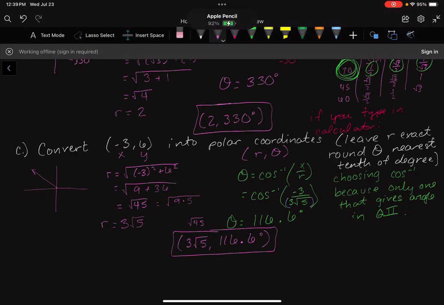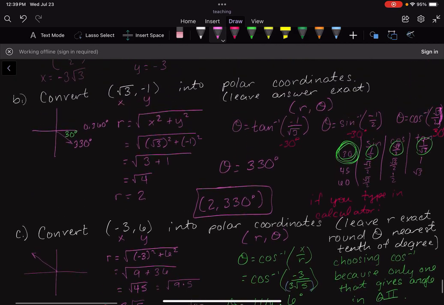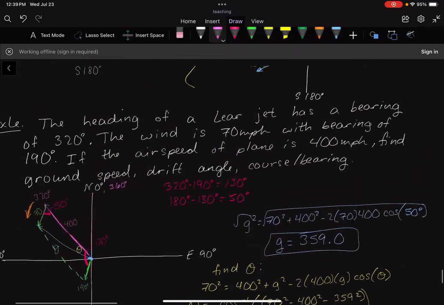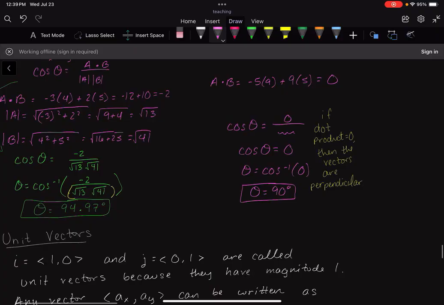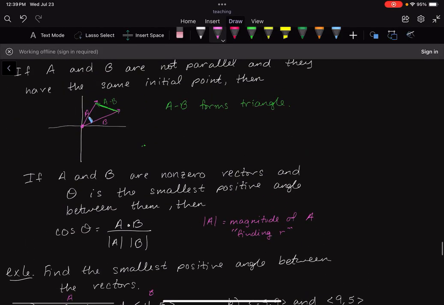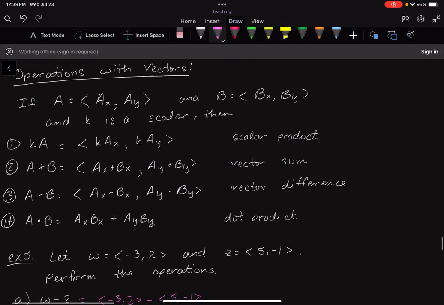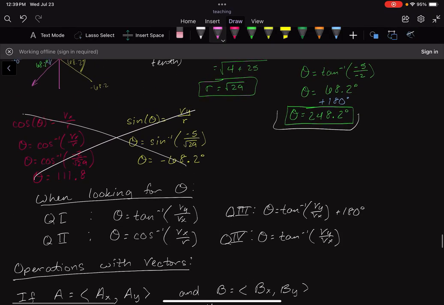If you want to remember which trig functions are helpful in which quadrants, I did talk about it a bit more in 5.4. I'm going to scroll up real quick and show you what I'm talking about. Where did I write it? Here. When looking for theta, I would use tangent for all of them, pretty much except for quadrant 2. And if you're in quadrant 3, you're going to have to add 180.